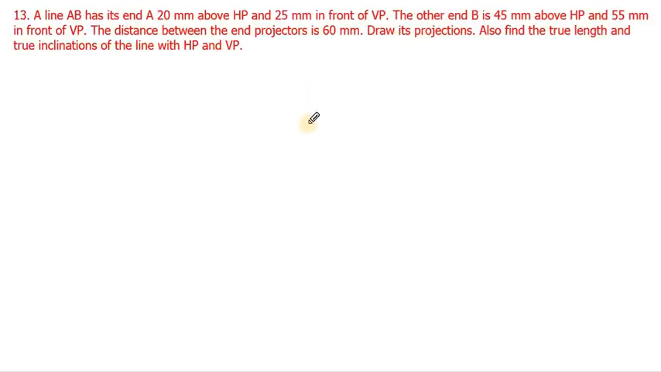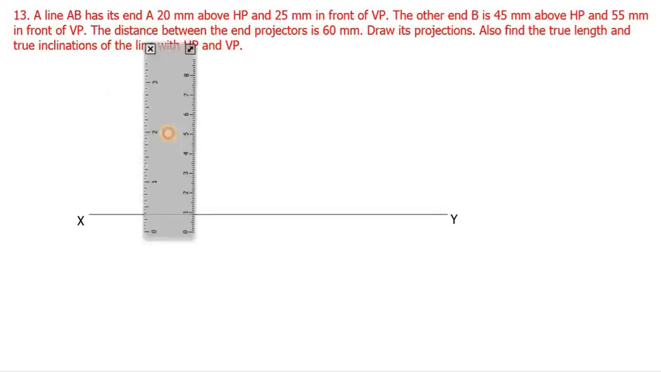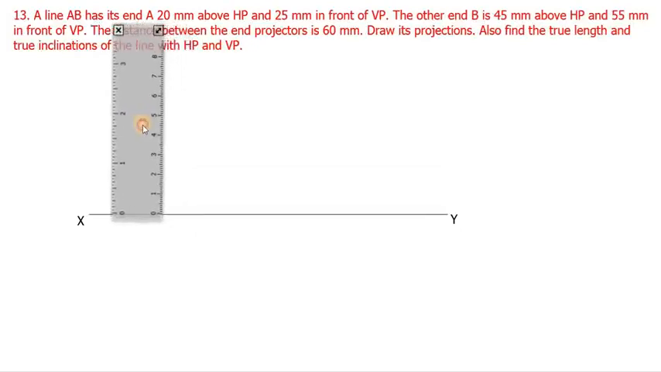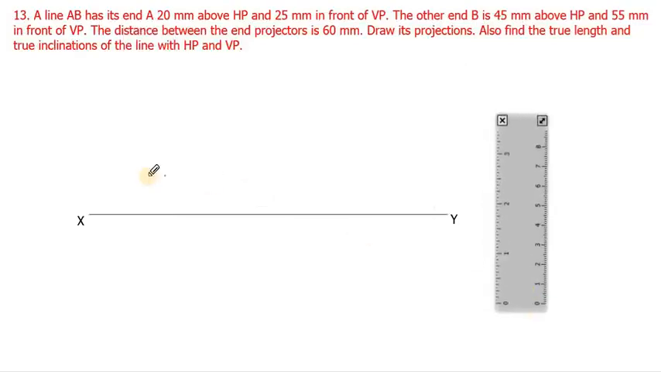First, as usual, draw the XY reference line. After that, plot the above HP point and in front of VP point, that is the A point. It is given that the end A is 20 mm above HP. So above HP will be above XY. So we can mark the A dash point above HP, that is 20 mm. Take the scale, measure 20 mm from XY. That should be above XY. So it is 20. Mark one point there. So it is the A dash point.